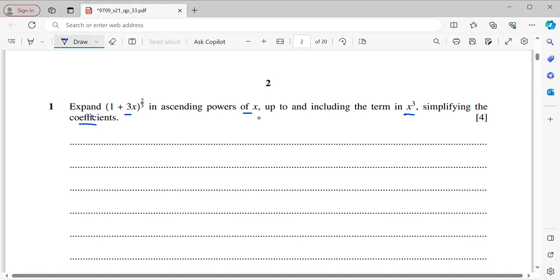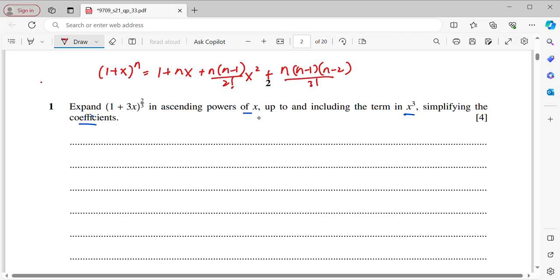For this question, since the power of the function is a rational number, or a quotient, I have to use the formula (1 + x)^n. According to this binomial expansion, it will be 1 + nx + n(n - 1)/2! x squared + n(n - 1)(n - 2)/3! x cubed, because we need the expansion up to x cubed.